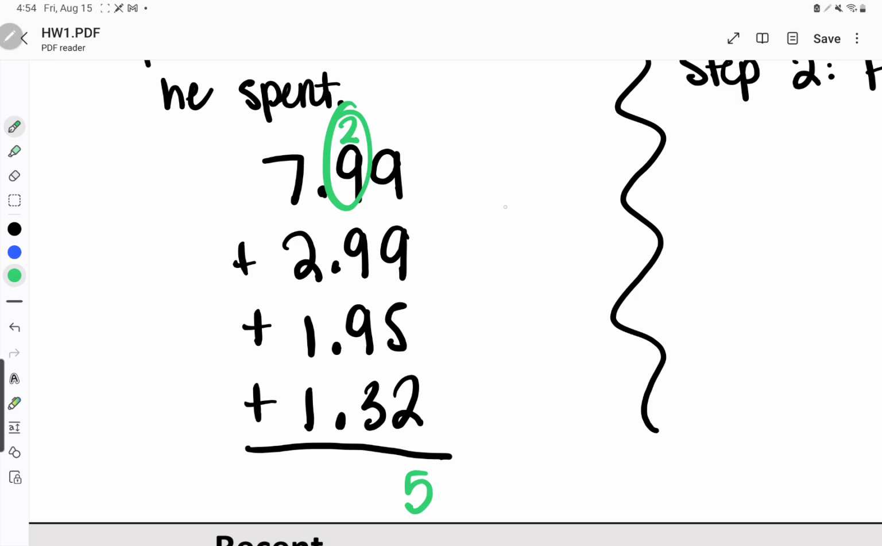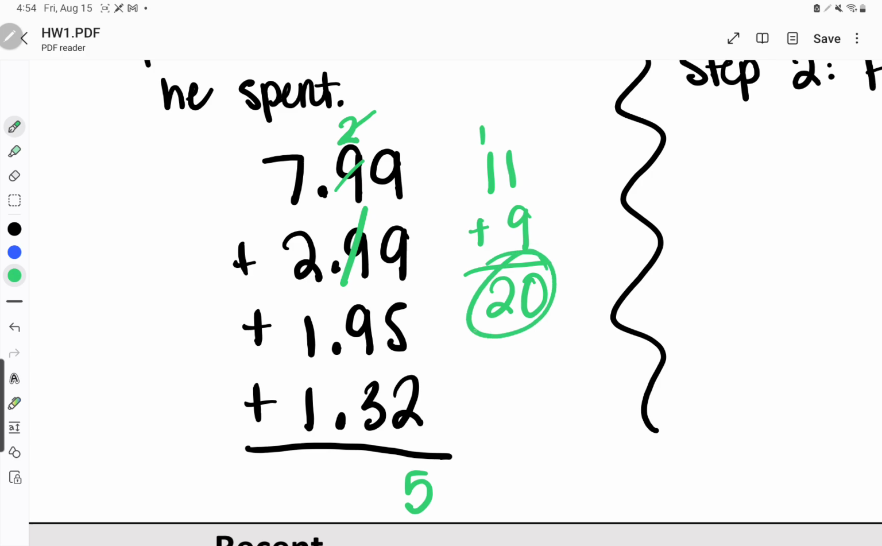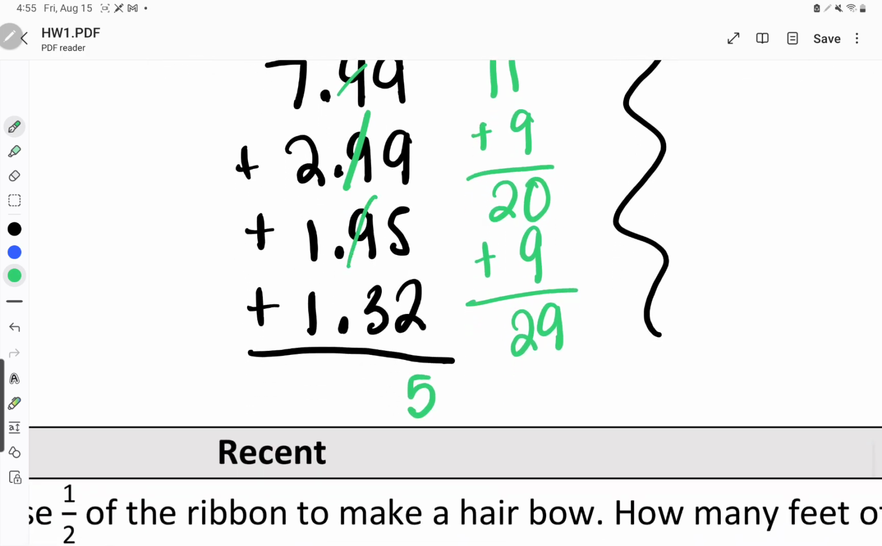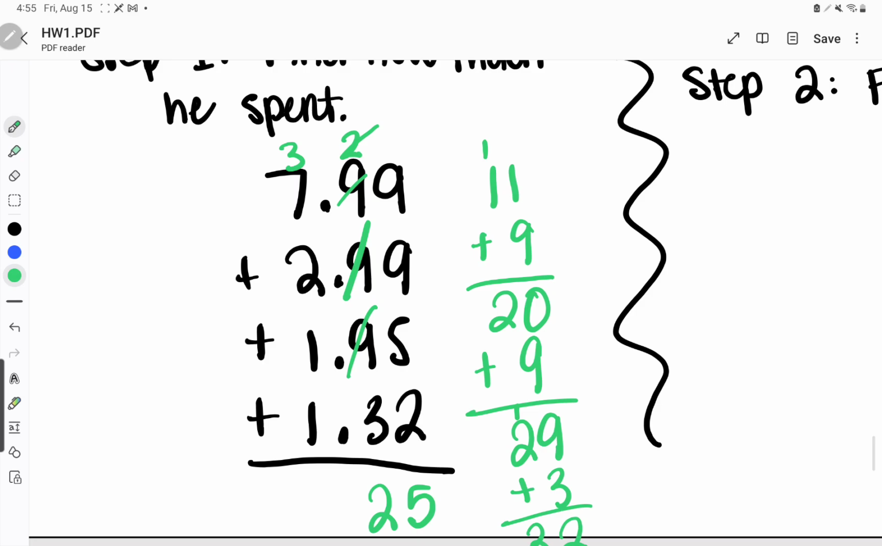Then we're going to have 2 plus 9. 2 plus 9 gives me 11. Then I'm going to do 11 plus 9, which gives me 20. Then I'm going to do 20 plus 9, which gives me 29. Then I'm going to do 29 plus 3, which gives me 32. So I'm going to write down a 2 and carry my 3.